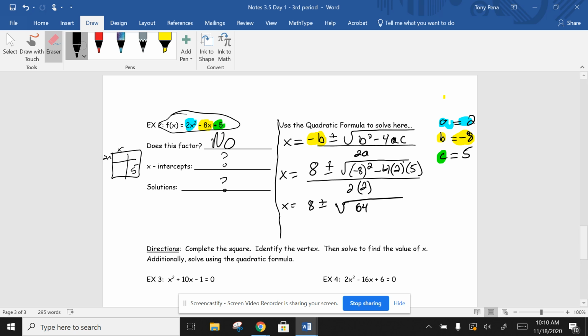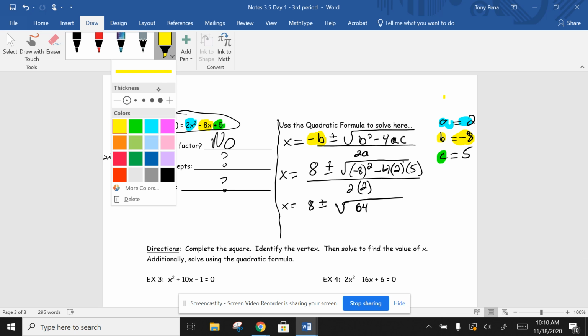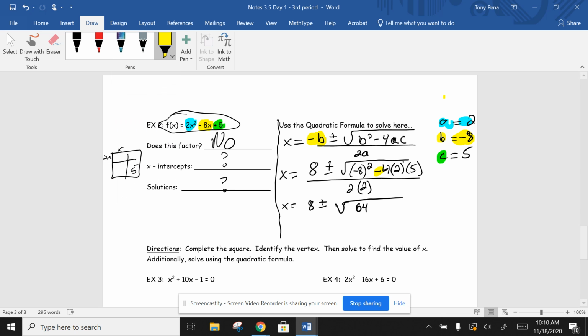And now here's where you need to be careful. I'm telling you now, this is where people mess this up. It's just understanding this is a negative 4 times 2, so that's a negative 8. And then that has to get multiplied by a 5. So a negative 8 multiplied by a positive 5 should be a negative 40. So minus 40, all divided by 2a, which is 4.